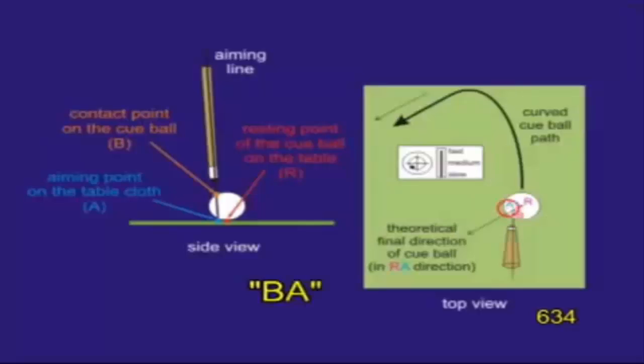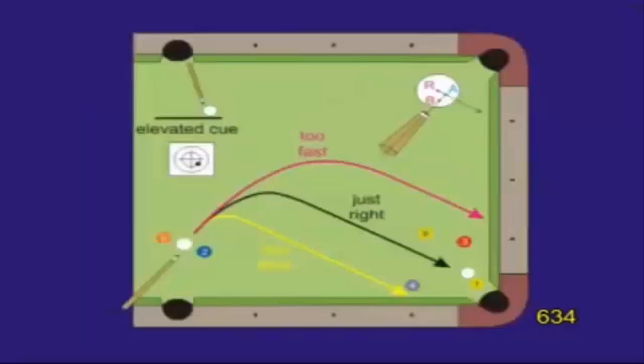Contact point B on the ball results in aim point A on the cloth, and the line from resting point R gives us the final cue ball direction. Now, shot speed is also very important. With more speed, the cue ball curve takes longer, sending the cue ball farther down the table before curving to the final direction. However, the final direction angle of the cue ball is predicted to be the same for all speeds.